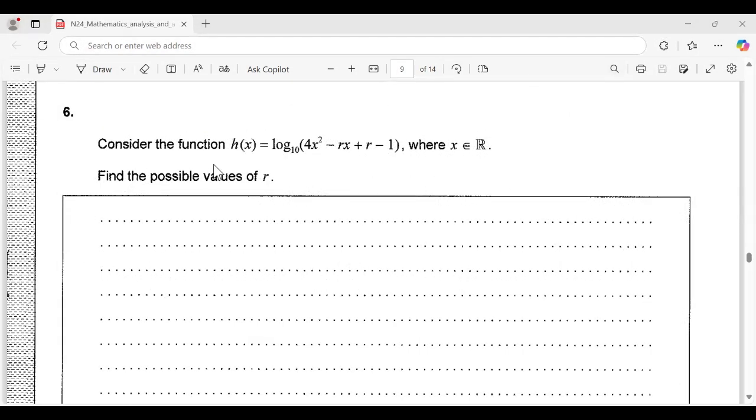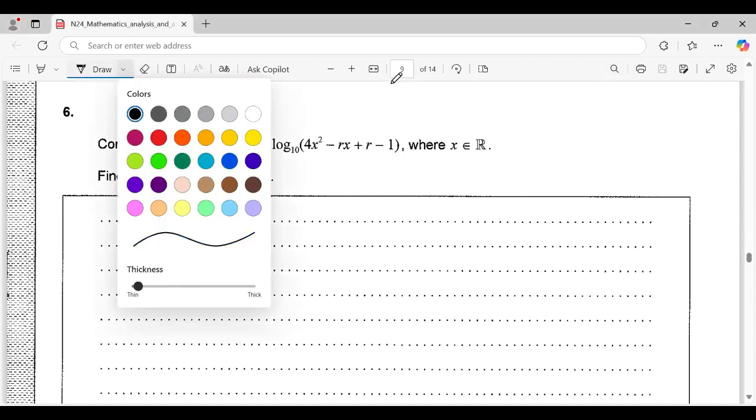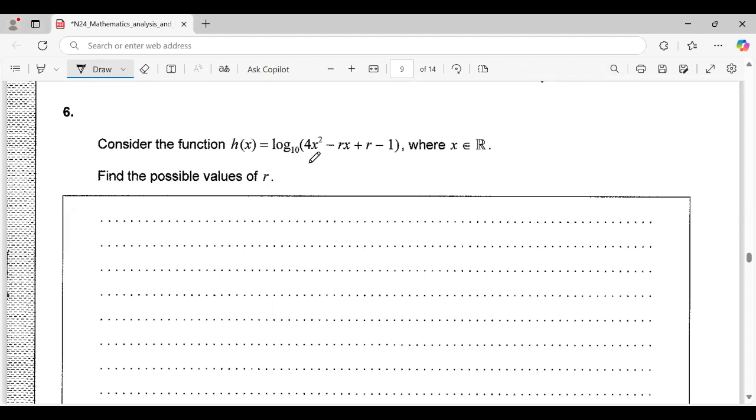Number 6, consider the function h(x) equals log base 10 of (4x squared minus rx plus r minus 1), where x is an element of the real numbers. Find the possible values of r. To find the possible values of r, we need to determine the domain of the function h(x).